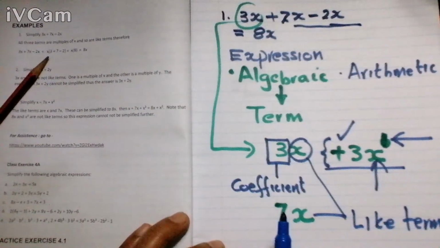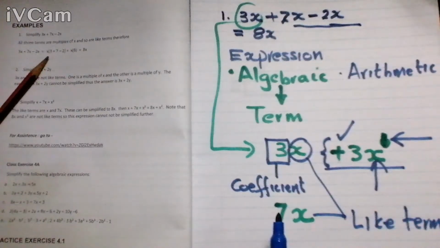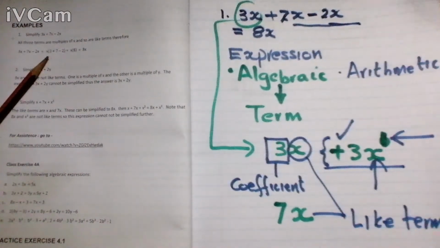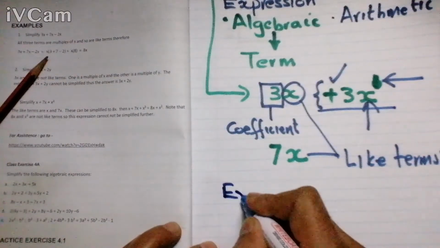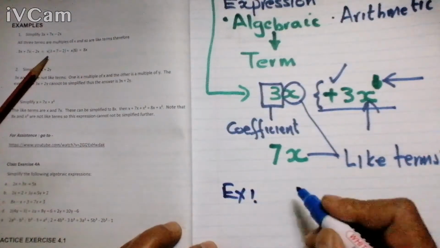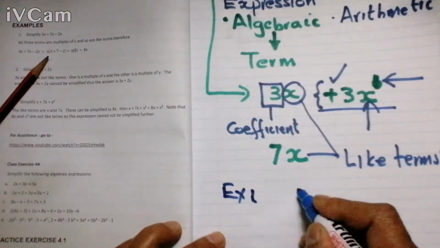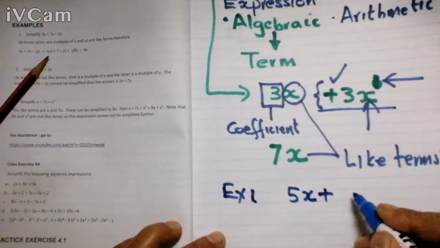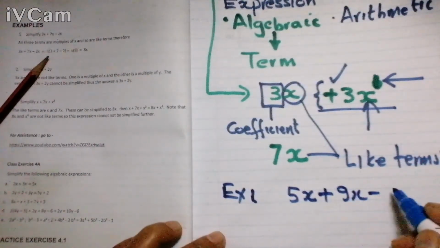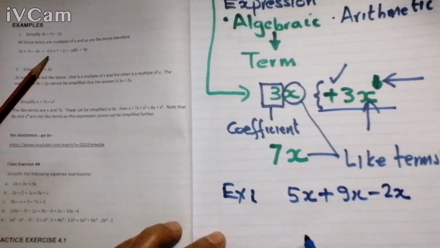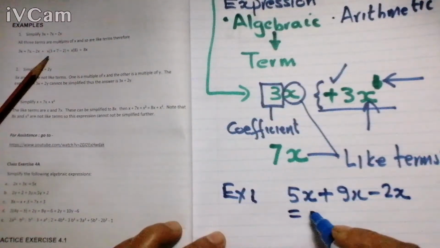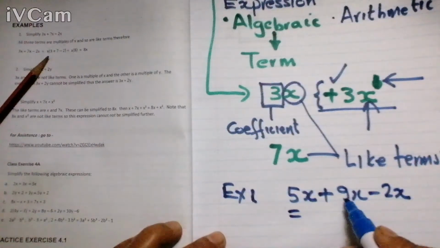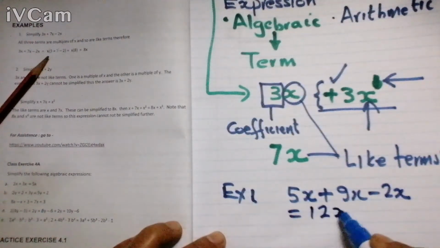Now let's do an example. If you had 5x plus 9x minus 2x, you are going to get 5 plus 9 is 14, minus 2 is 12, so 12x.